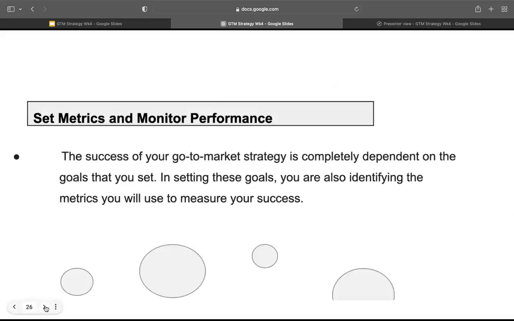Let's go to the next thing. Set metrics and monitor performance. The success of your go-to-market strategy is completely dependent on the goals that you set. In setting these goals, you're also identifying the metrics you will use to measure your success.